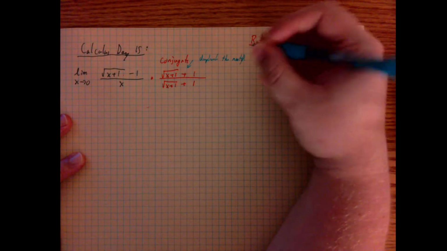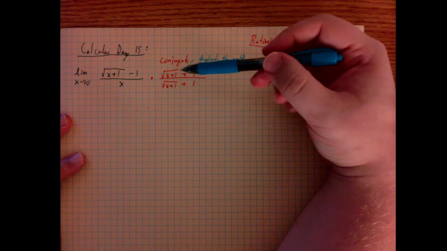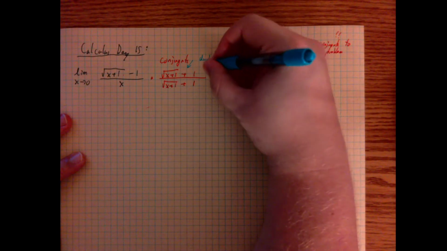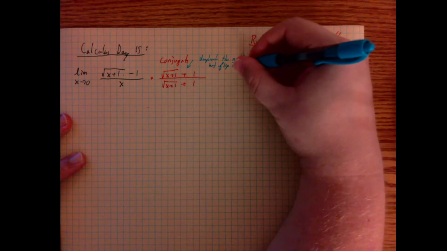Nasty. Okay, find the nasty part. So in this case, that's the top, or the numerator. We duplicate that, but we flip the middle sign.